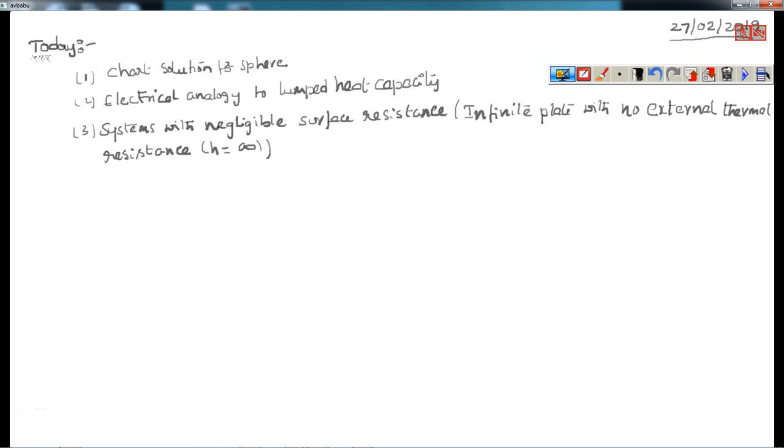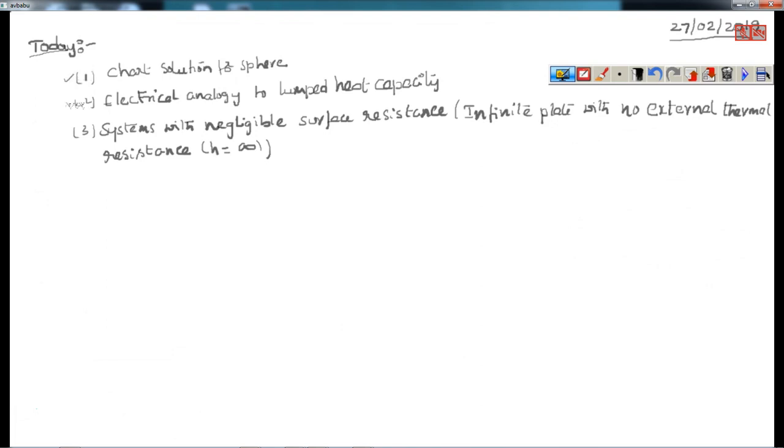And again a plane wall. Today we will be discussing a chart solution for a sphere. Then we are going to discuss the electrical analogy to lumped heat capacity, and systems with negligible surface resistance, or an infinite plate with no external thermal resistance, where h is infinity. These cases I will try to deal with in today's class.